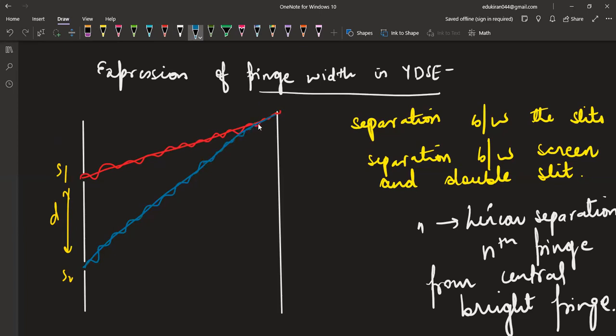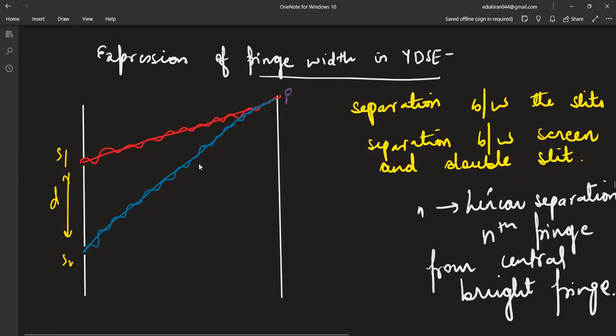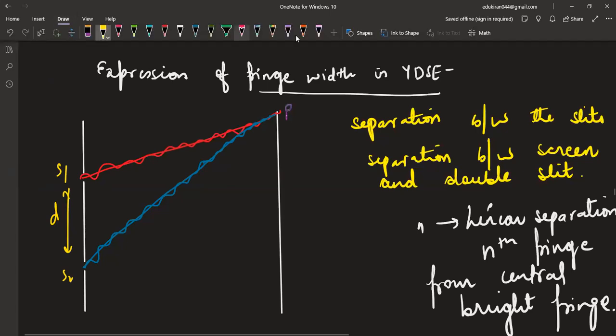getting superimposed at this point P. All right. Now see some markings I'm making. Let's say the central bright fringe has been formed here. This is the central bright fringe.